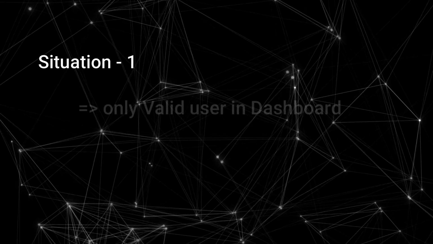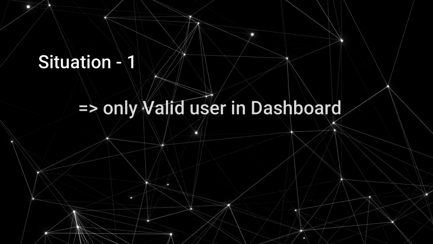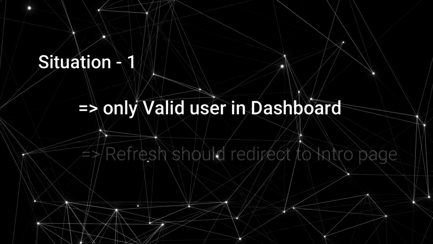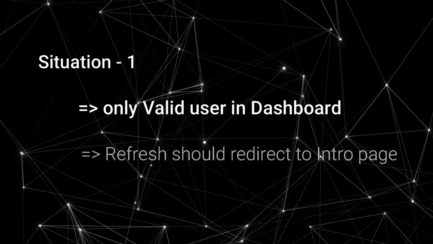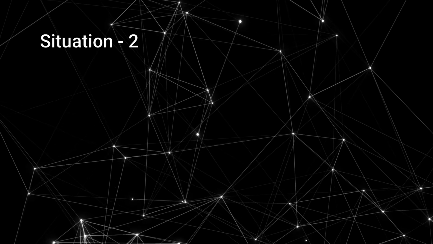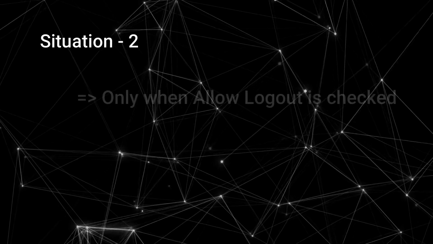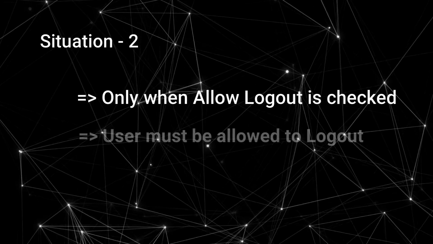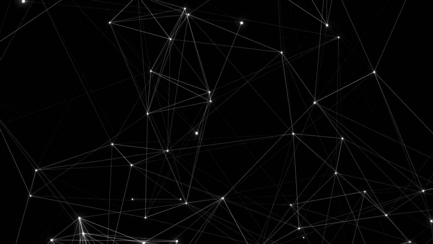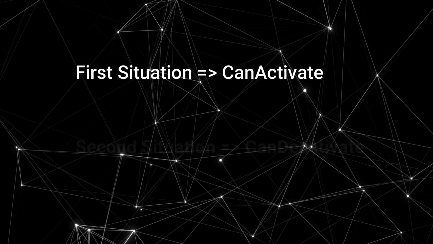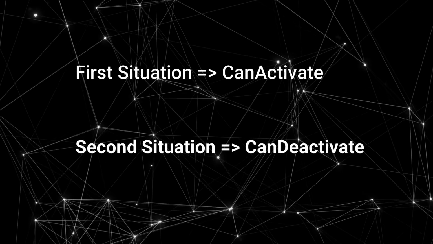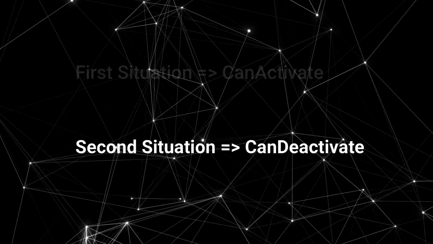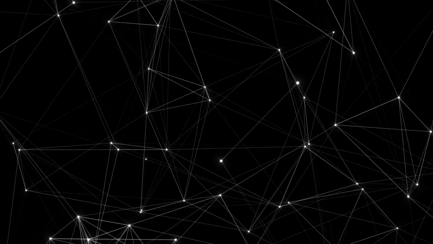So in order to implement our route guards, let's work on two scenarios. The first one: only a valid user must go into the dashboard. That means a refresh done in the dashboard should redirect the user back to the intro page. And the second situation is when I check allow logout, only at that time a user will be able to log out and go back to the intro page. In our first situation, we'll be using CanActivate, and in our second situation, we'll be using CanDeactivate. Now let's implement our first scenario, that is CanActivate.